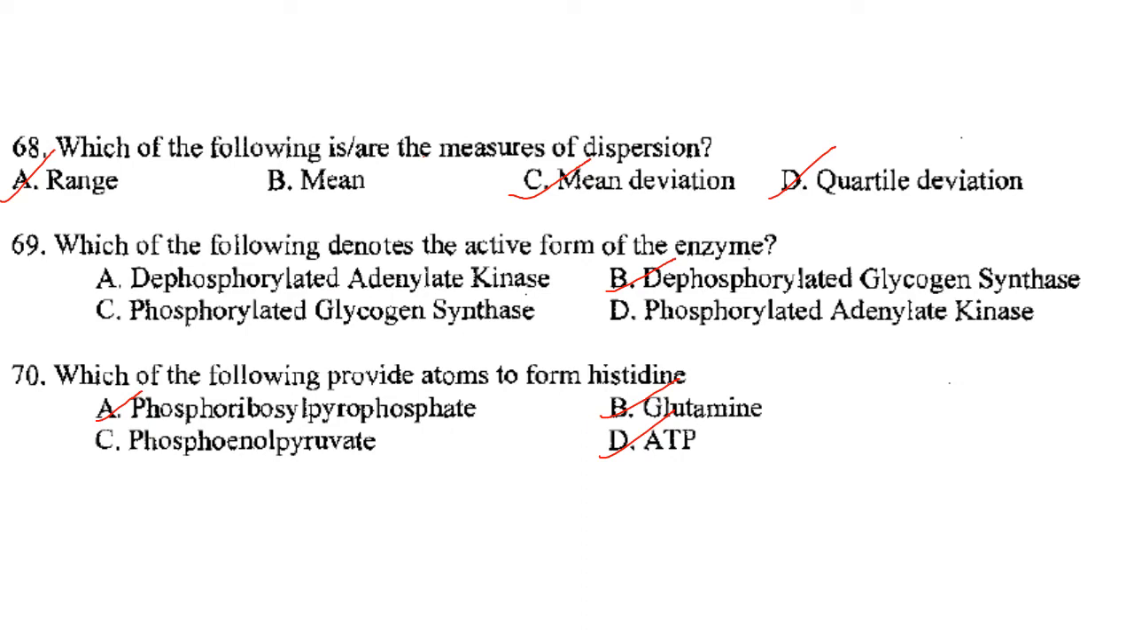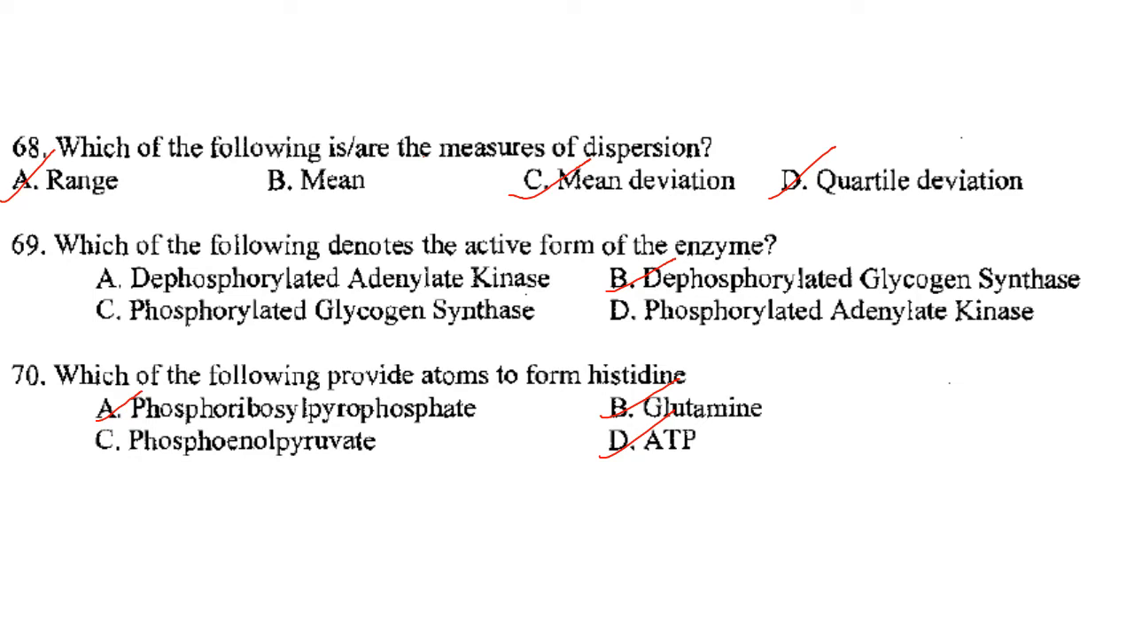Then next one. Which of the following is or are the measure of dispersion? So range is a measure of dispersion. Yes. Mean, no. Mean deviation, yes. And quartile deviation, yes. They are all measures of dispersion.